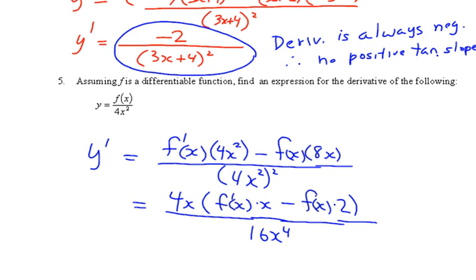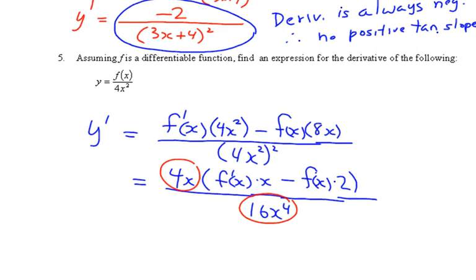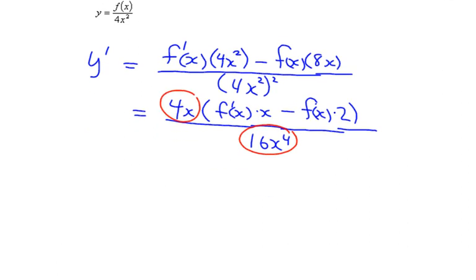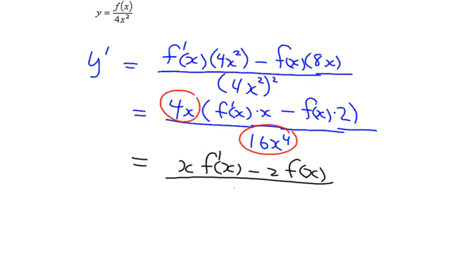And now, of course, we can cancel these two terms. The result is x f prime of x minus 2 f of x all over 4x cubed as our final answer.